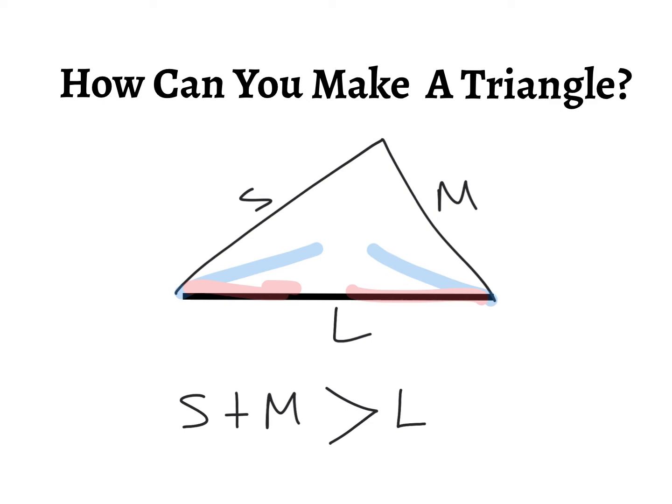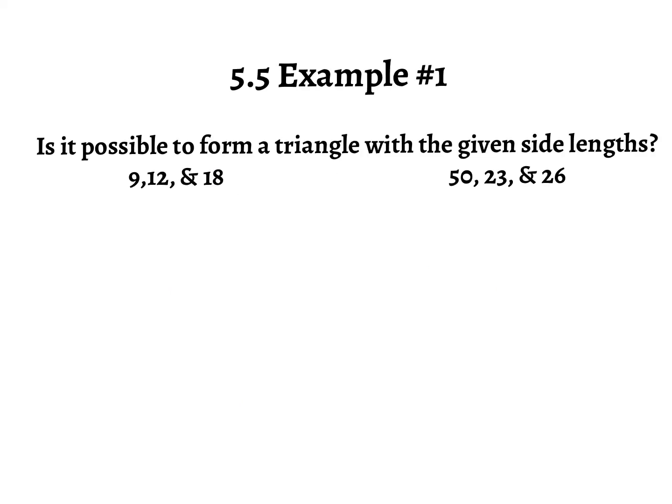All right, let's do some examples. So here we have a few examples. Is it possible to form a triangle with these possible lengths? Again, I'm interested in the two smaller sides. 9 plus 12 combined is 21. 21 is definitely greater than 18. So yeah, this triangle would actually exist.